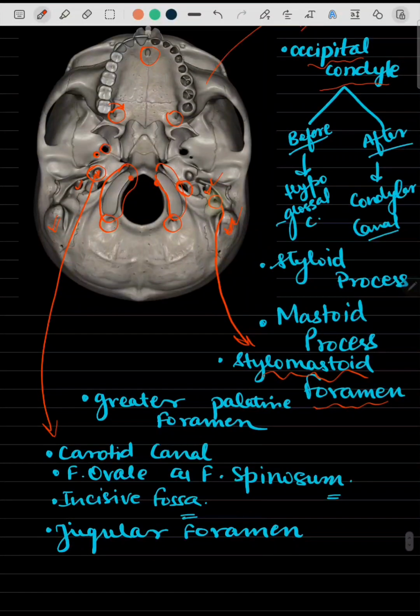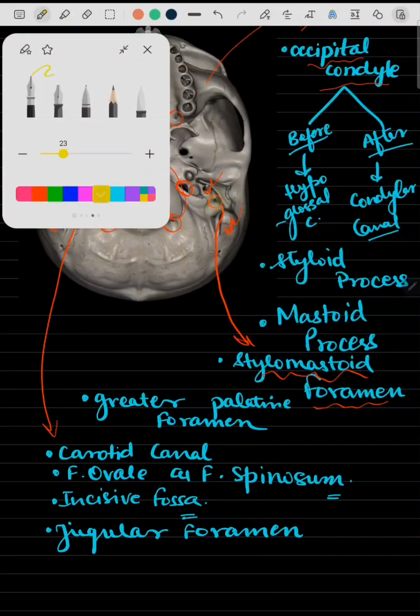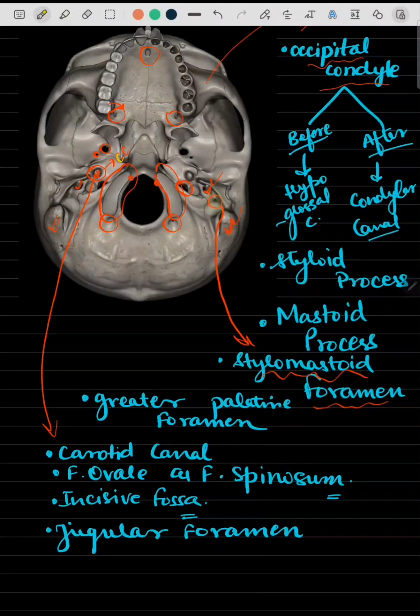You remember it like this: if this is your carotid canal, just before your carotid canal you have ovale and spinosum. Just after the carotid canal you have the jugular foramen. If you talk about occipital condyles, just before the occipital condyles you have the hypoglossal canal, and just after it you have the condylar canal. Okay, this is how you have to remember it. In between the styloid process and mastoid process, you have got the stylomastoid foramen.